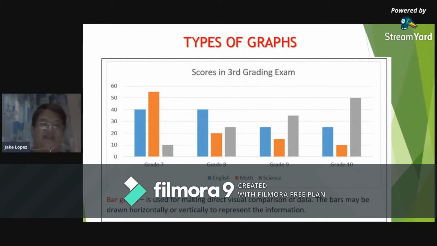So it's approximately 55 in grade. Okay, so that's quite low actually, sa standards natin, no? But comparing with the math grades of grade 8, grade 9, grade 10, you can see there's a steady decrease. So that's just an example, okay?